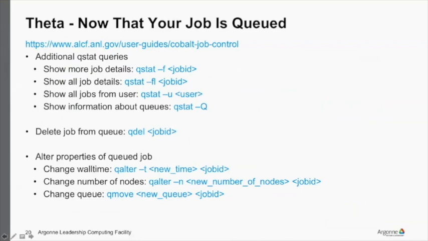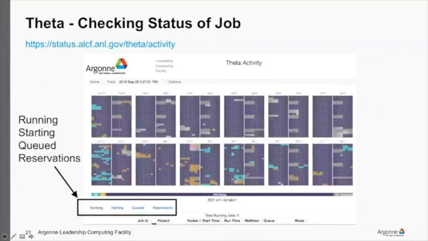The second example is altering the number of nodes. And the last example is where maybe I want to move my job to a different queue. This week, a good example of that would be if you accidentally submitted to the default queue, you could move it over to the training queue on the system to increase your throughput in the queues.